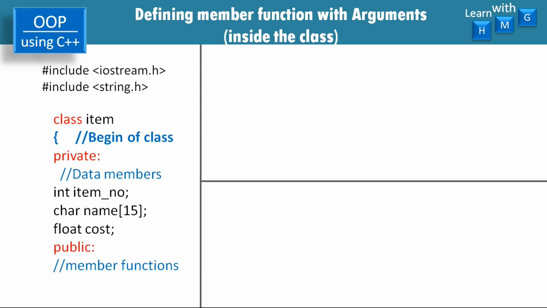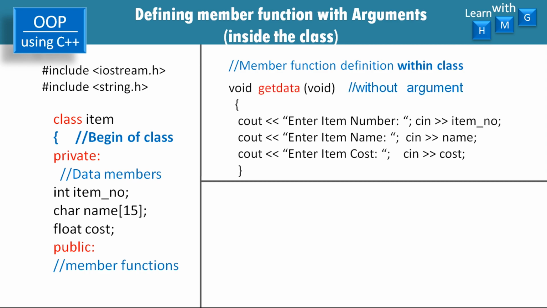So, member function within class. Here this is the member function without argument. I am going to explain both types of member functions, that is get data functions, one without arguments and the same get data function with arguments, so that it will be more clear to you how to write the functions within the class without arguments and with arguments.